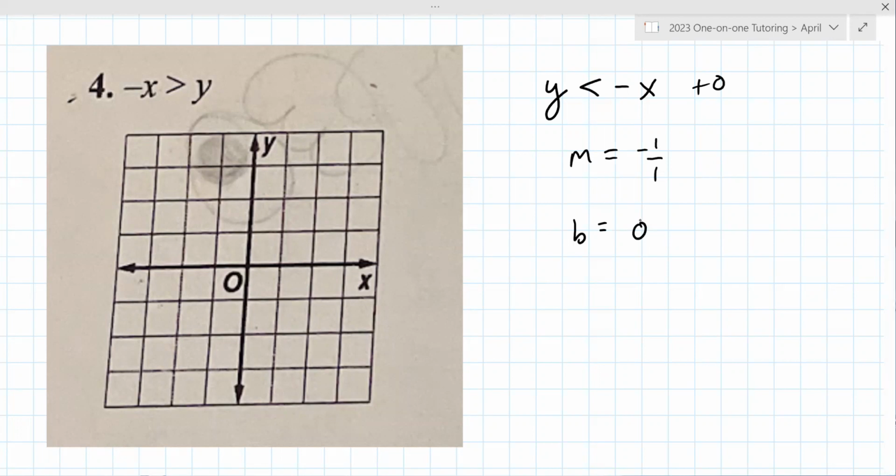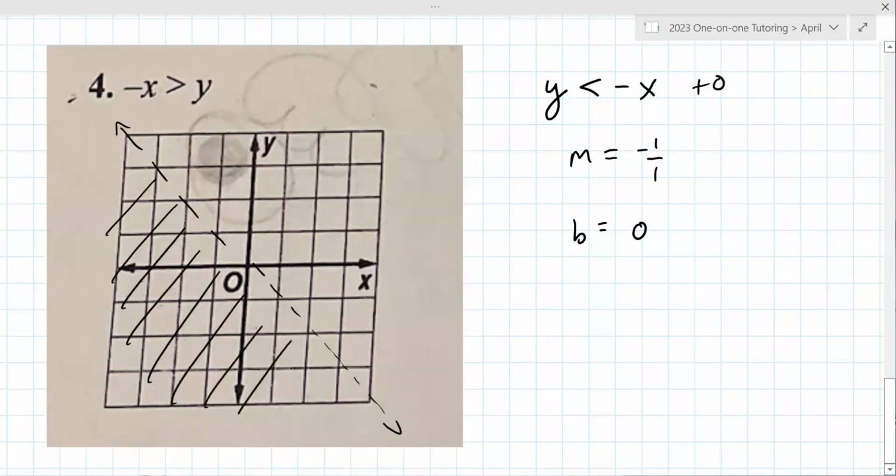Got it. All right. So it should look like a dashed line, something like this. Does that look okay for you? Mm-hmm. And then you're shading below it. Yeah, something like this. All right.